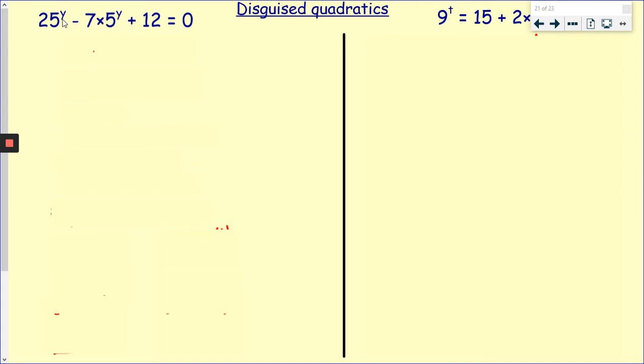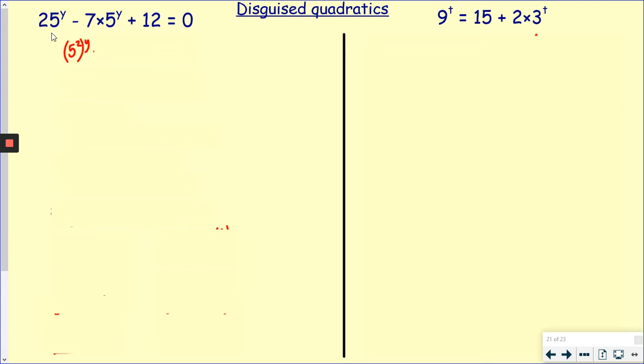But you'll notice now that the exponent doesn't have a y and a 2y. It's just y. But nonetheless, there is hiding in here a quadratic. If we're going to solve this, we're going to need to somehow change these two bits here, 25^y and 5^y, into something that's a bit more similar. And hopefully you've noticed already that 25 is 5 squared.